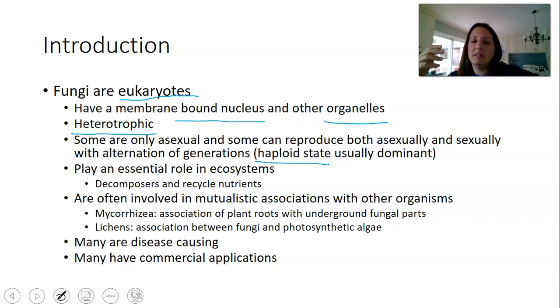Oftentimes we will find fungi involved in mutualistic or symbiotic relationships with other organisms. If it's mutualistic, that means that both organisms benefit. We're going to go over some of that ecology towards the end of the chapter, and we'll look at both of these. So we'll look at mycorrhizae.